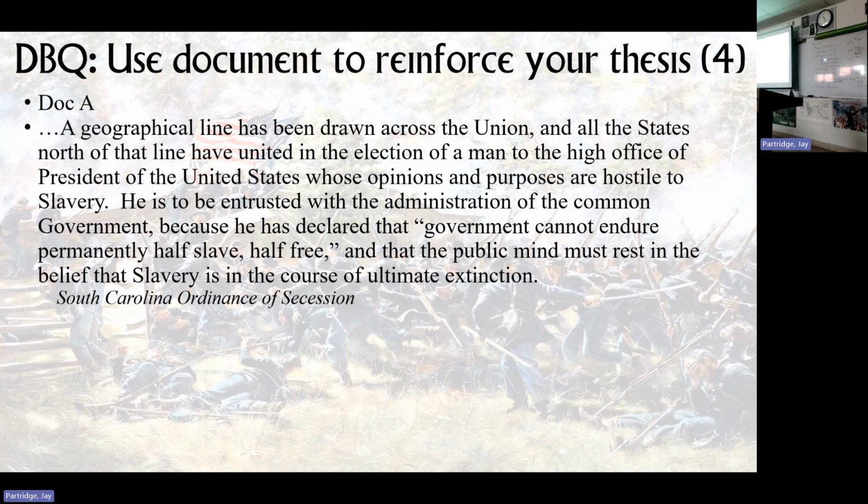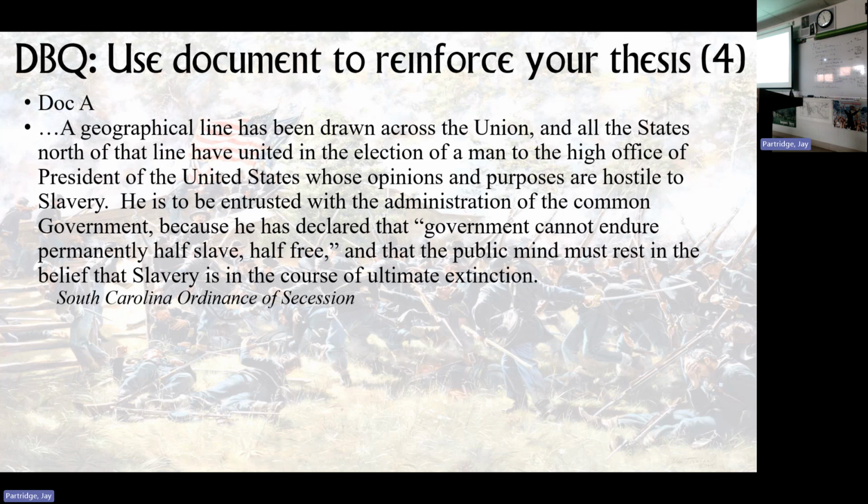No. John Brown. So, does it say Lincoln? No. Can we read this as saying Lincoln would abolish slavery? No, we don't know that. This is the point of view of South Carolina.